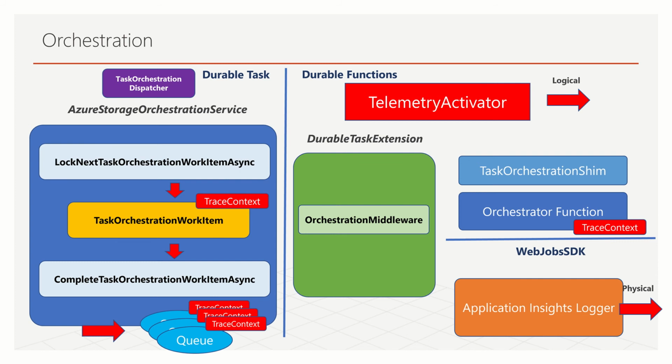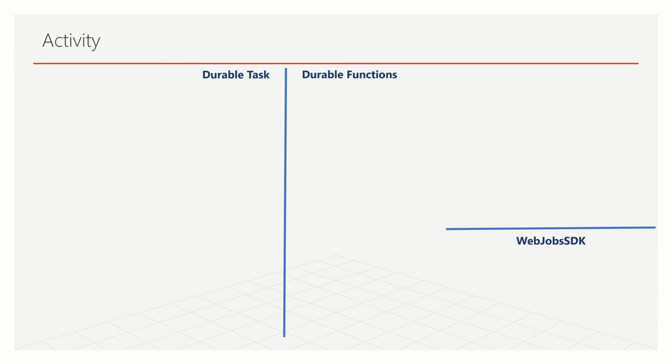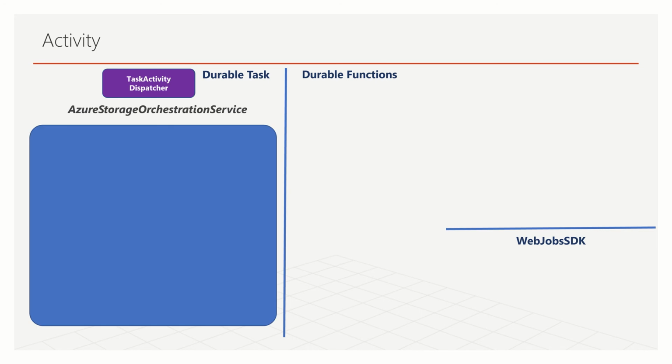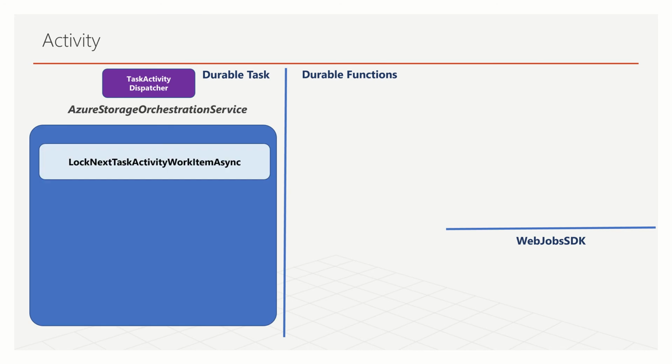Yep. Then the queue is created. How about activity? Activity is pretty similar. So the task activity dispatcher executes the durable task side and logs the next task activity work item. I think this creates a new trace context that includes the activity class instance.